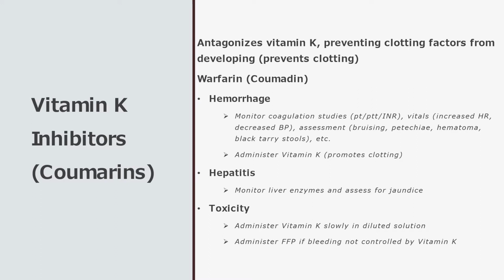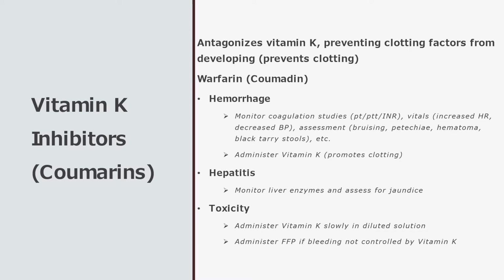Our complications are going to include hemorrhage again. So monitor your coagulations, your vital signs for an increased heart rate or decreased blood pressure. It's going to be your signs of initial hemorrhage. And then assessment items such as bruising, petechiae, hematoma, and black tarry stools.